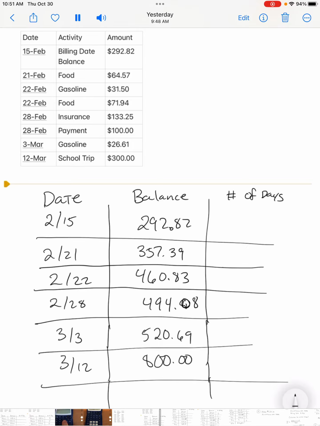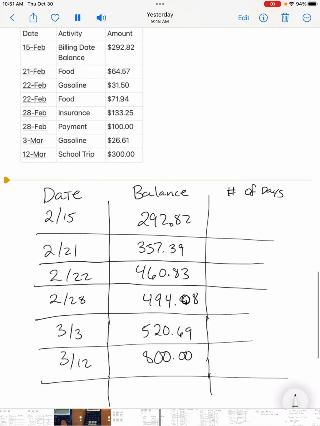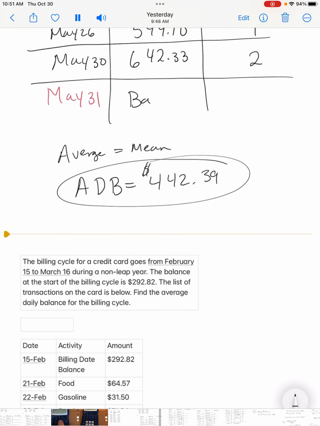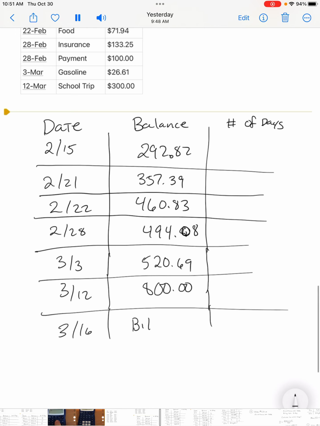Now I've got to write in one other date. Let me scroll up and see where that ends. The billing cycle ends on March 16th. So I have to have a March 16th in there. For March 16th, I usually write billing date, because nothing happens there. But the reason I include it is because it's a billing date. It lets me know the number of days I need to add to that.